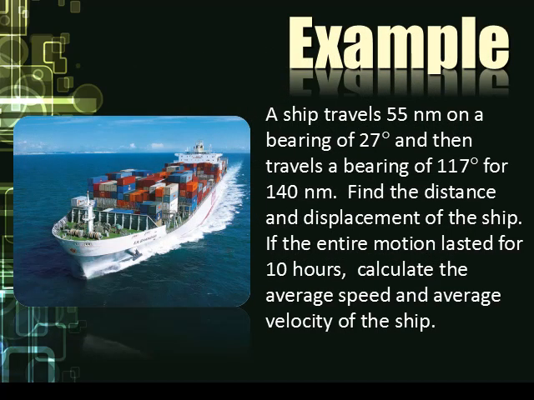Okay, so let's take this example. A ship travels 55 nautical miles on a bearing of 27 degrees and then travels a bearing of 170 degrees for 140 nautical miles. Find the distance and displacement of the ship. So if the entire motion lasted for 10 hours, calculate the average speed and the average velocity of the ship.